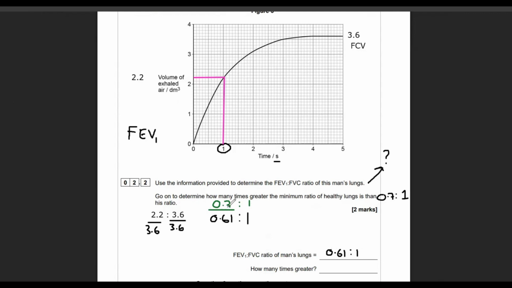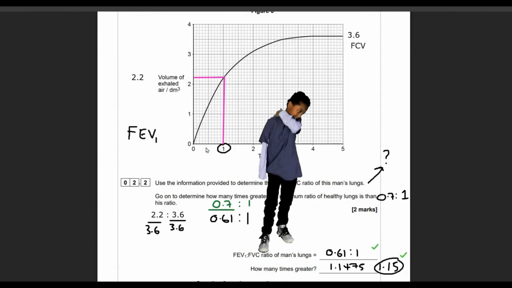So the answer is 0.7 divided by 0.61 equals 1.1475 on my calculator, and I'm going to round that to 1.15. That's my answer. So healthy lungs have 1.15 times the FEV1 FVC ratio than unhealthy lungs. And that's worth 2 marks. Pat yourself on the back if you got that one right. These biology maths questions are a beat.